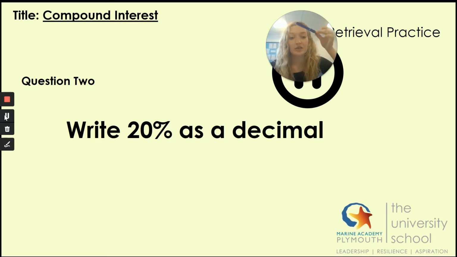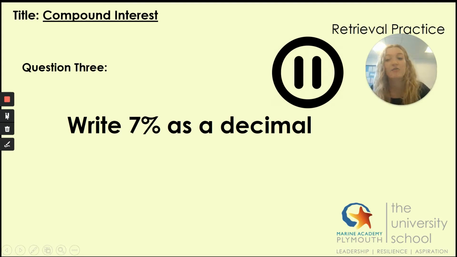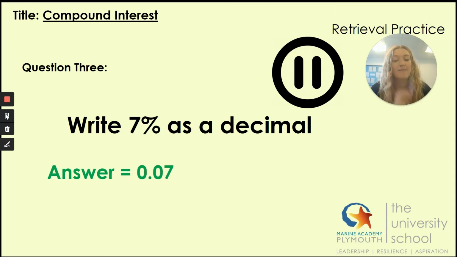And 3, 2, 1, pen drop, green pen up. Fantastic. 0.2 should be your answer for that one. Okay, question 3 now. Write 7% as a decimal and pause. And 3, 2, 1, pen drop, green pen up, and ticking 0.07 as your answer there. Beautiful work today, guys. Remembering, if you need a little bit more time, go back and watch those videos with Mr. Harmer from week 1, really explaining this in detail.